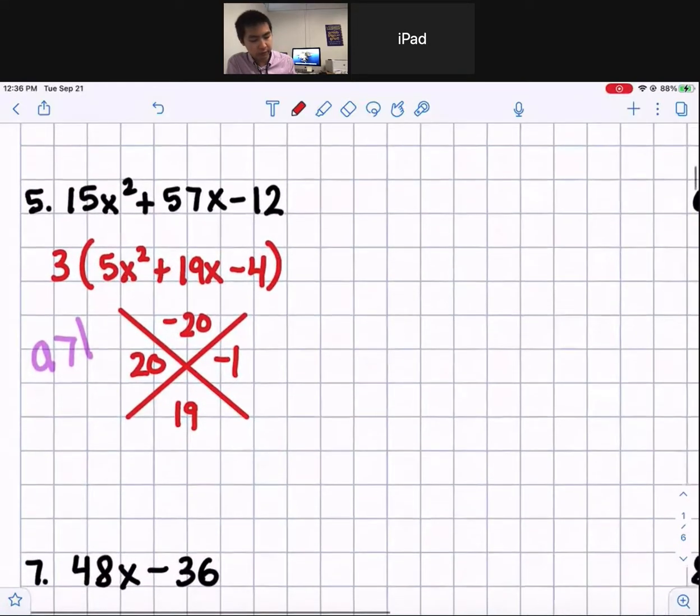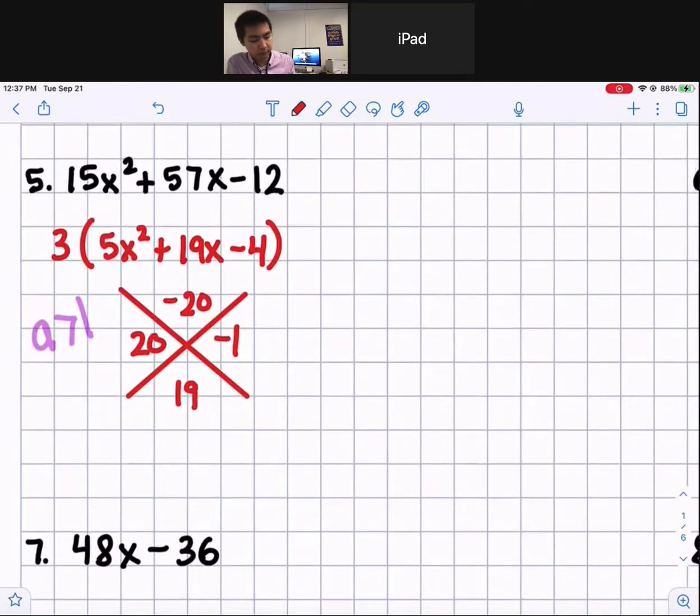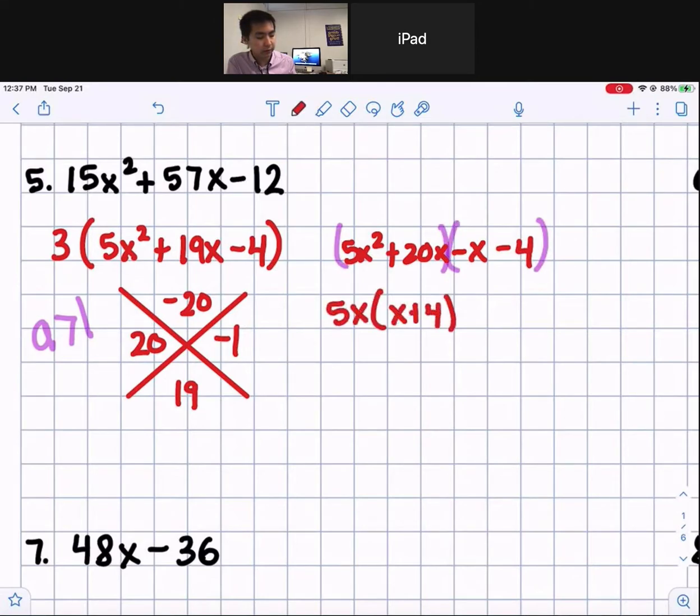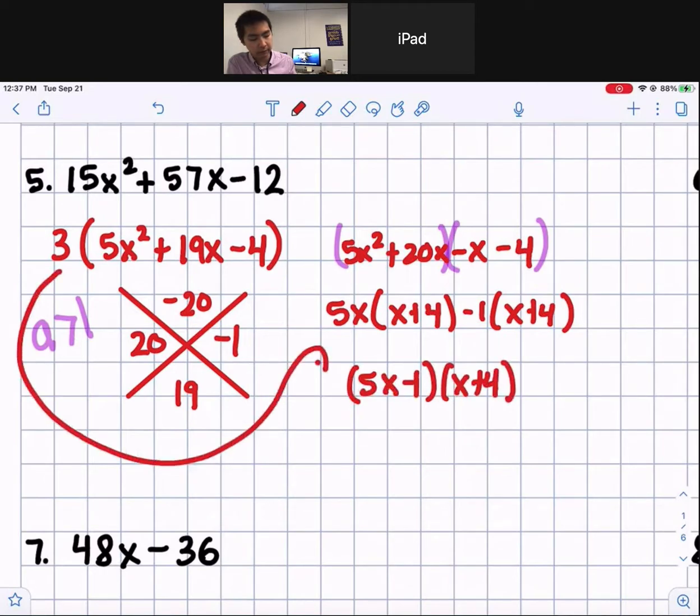So write down the first term, 5x to the second, the summation of the two middle terms, and the last term. Group. Factor out a 5x from both to get x plus 4. Factor out a negative 1 from both to get x plus 4. They both match, so we get 5x minus 1 and x plus 4. Now, please don't forget this 3 that we factored out from the beginning.